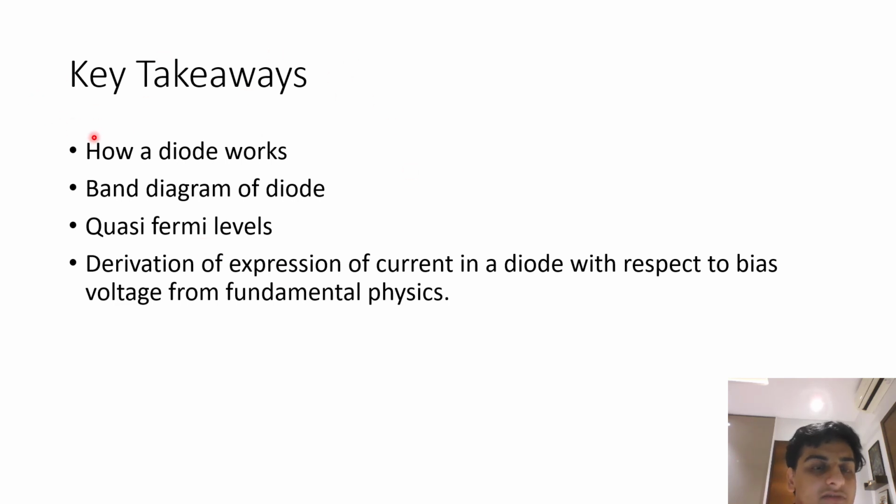So the key takeaways from this module: how a diode works. I think you can fairly well claim that you now know how a diode works. We learned the band diagram of a diode. We learned about quasi-Fermi levels, and finally we derived the expression of current in a diode with respect to the bias voltage, and we did it from the fundamental physics of the situation.